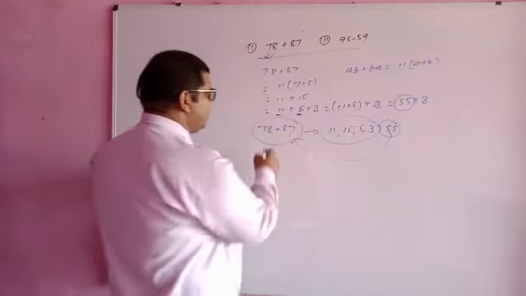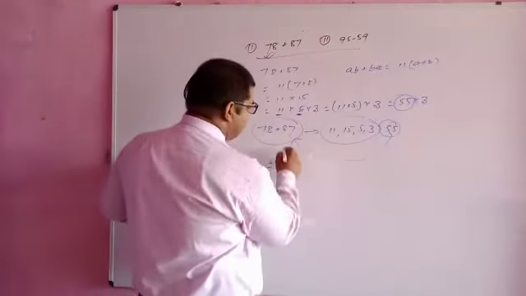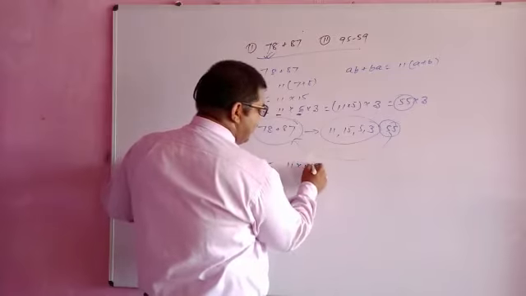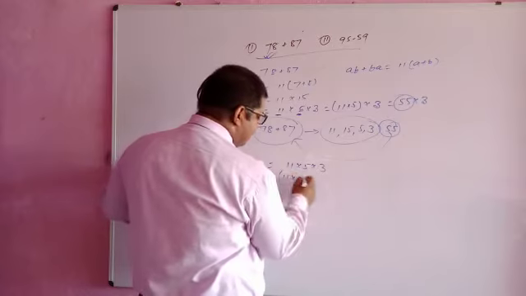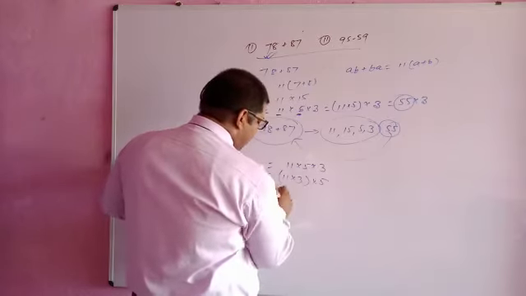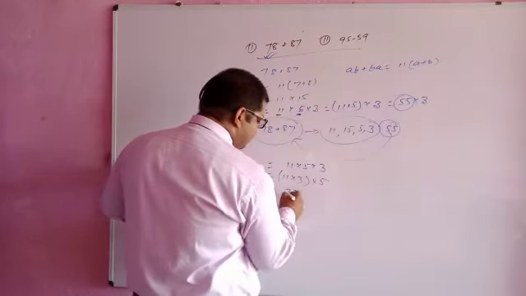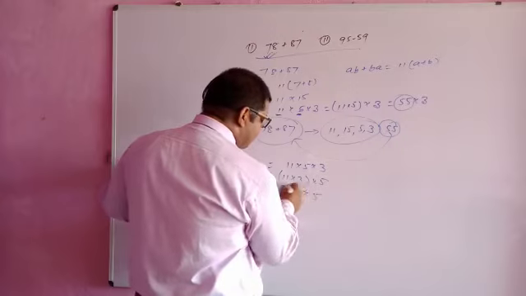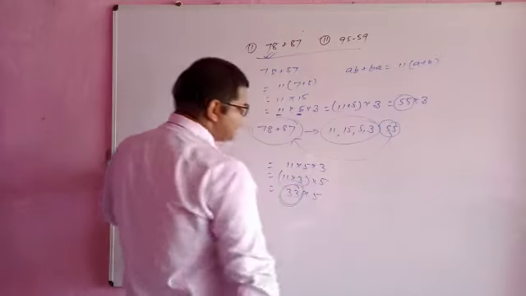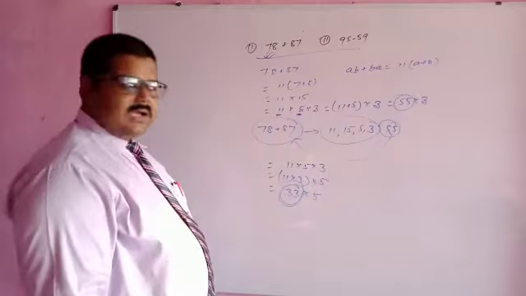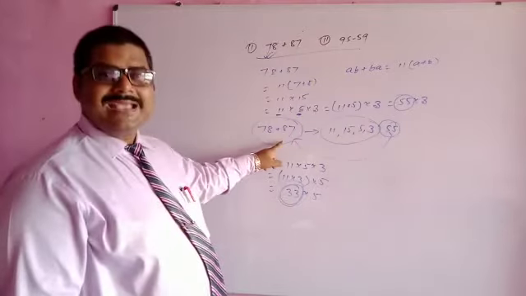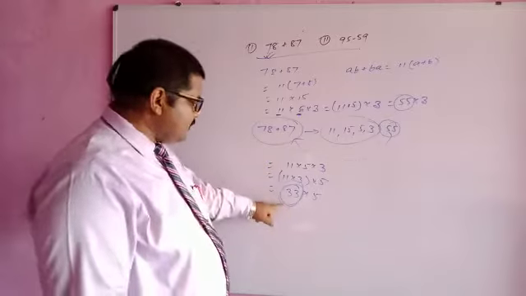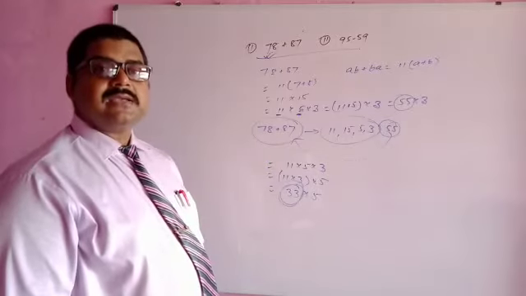You can explain it this way: 11 into 5 into 3 can be written as 11 into 3 into 5, which can be written further as 33 into 5. Since 33 is a factor, you have to write that 33 is a factor of 78 plus 87, so it is also divisible by 33.